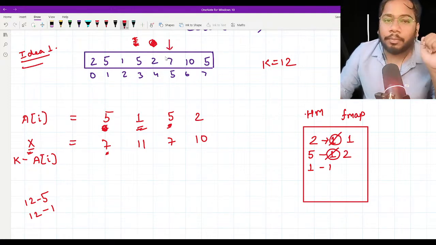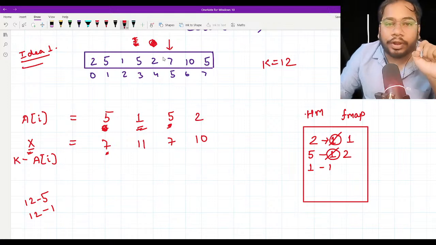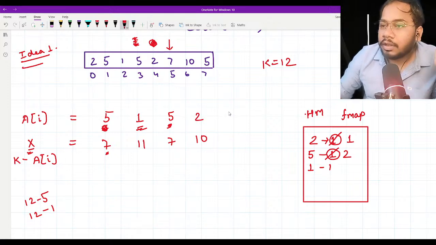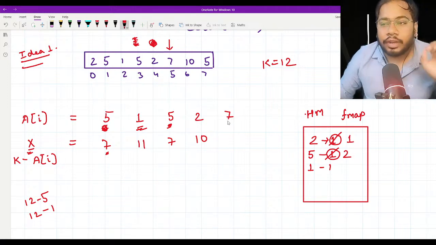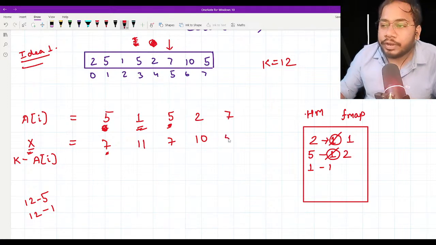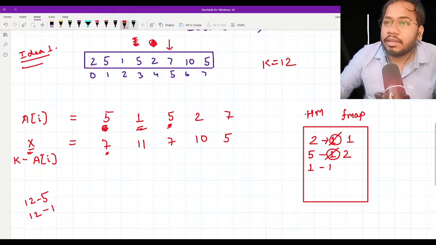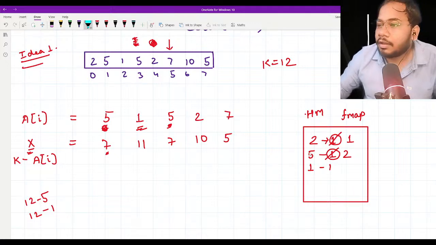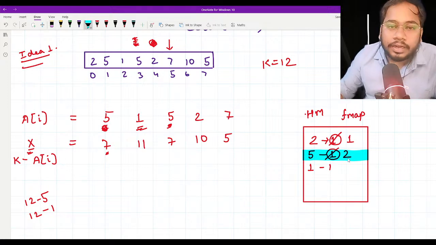Now is the time, guys. This is the key point. Please pay attention. Now when a of I is 7, we need 5. Is 5 present? Yes, 5 is present. Since 5 is present, how many times is that 5 present? It is present 2 times.